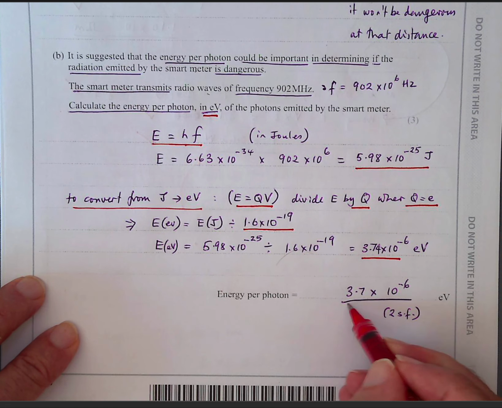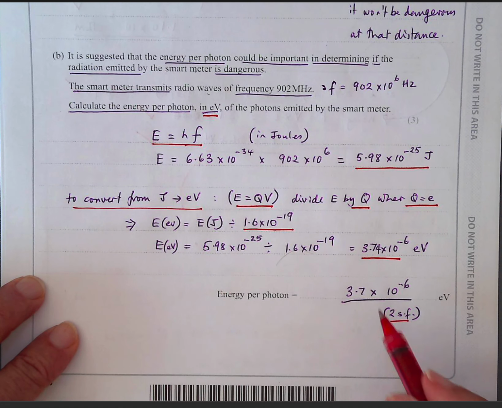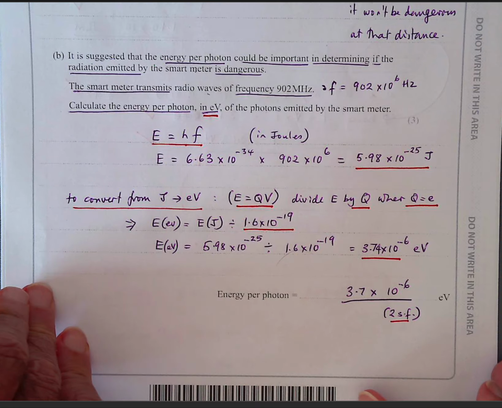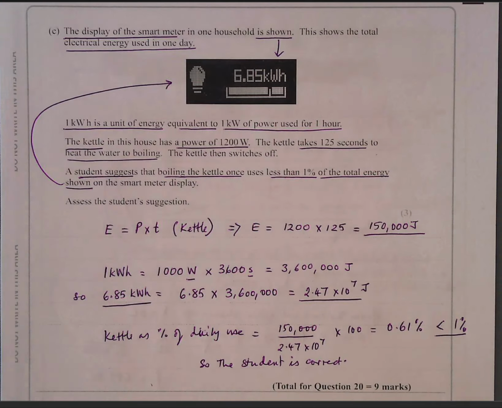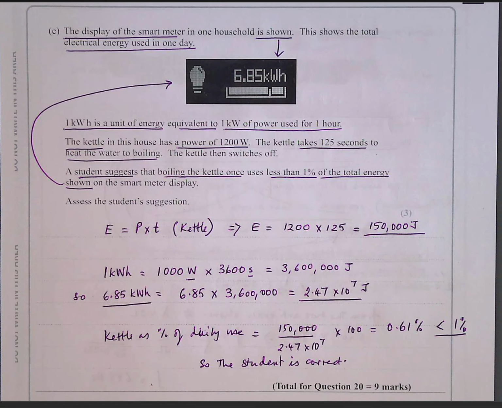the minus 6. You can round that to two significant figures, because you'll notice that we don't always have very accurate values. In this case the data given here is 2 and 3 in terms of significant figures. So that's the first part of question 20, and that's part A and B of question 20. Now we want to go to the next page, part C.